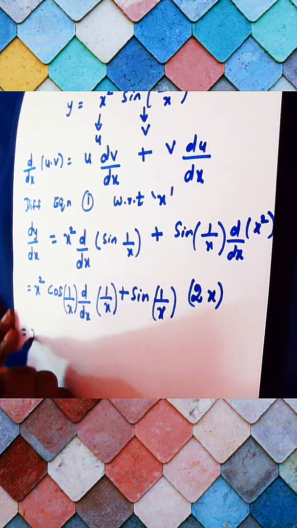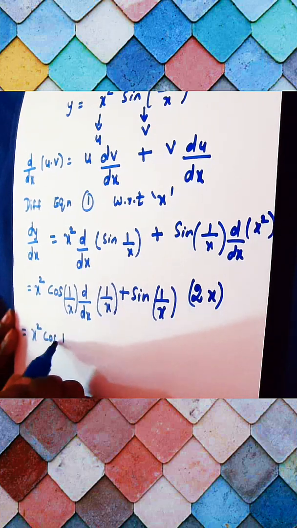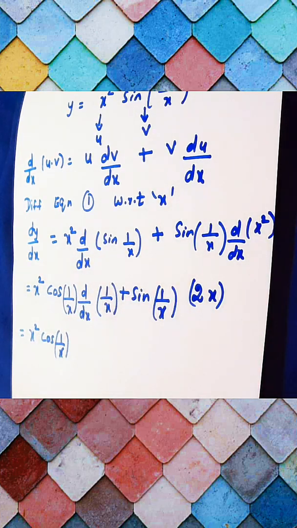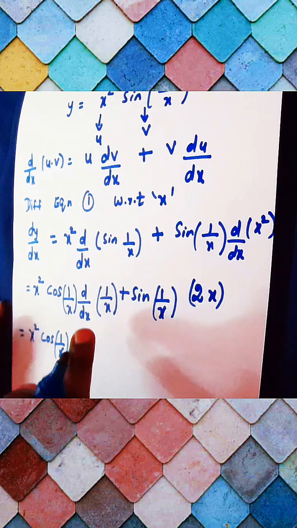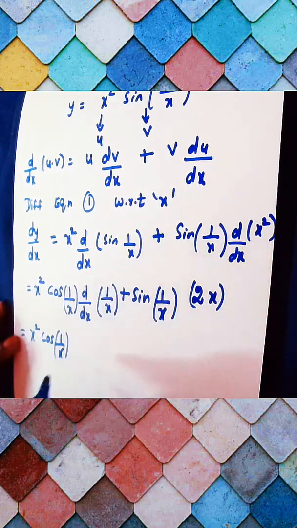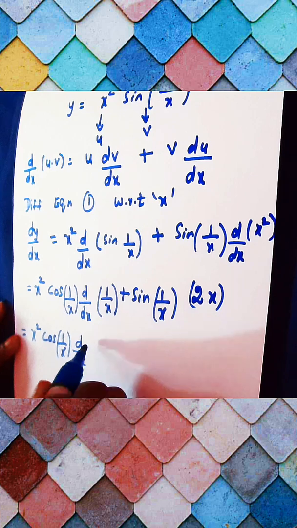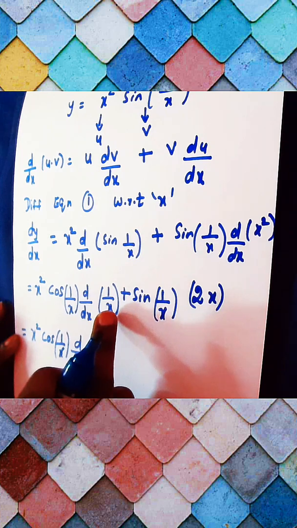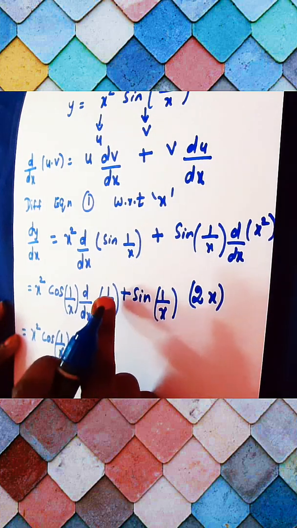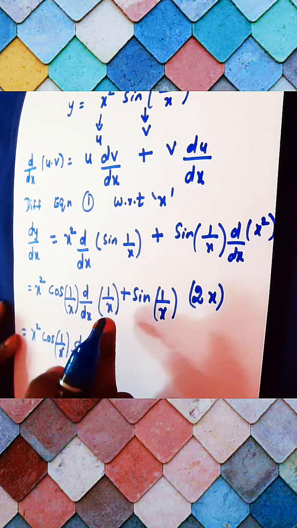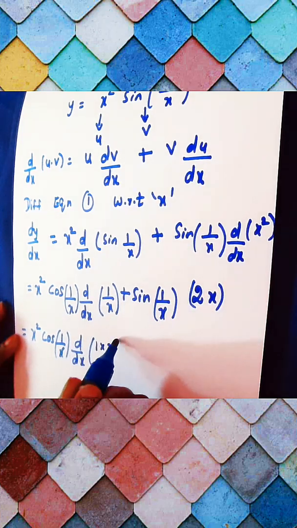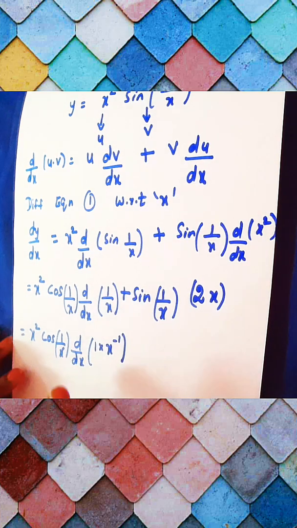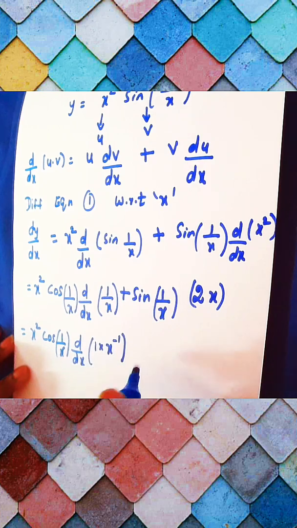Next step, you will keep x square as it is, and cos 1 by x also as it is. You have to differentiate 1 by x. For that, we will bring x to the numerator and do some simplification. If x comes to the numerator, the power of x will become x to the power minus 1. Already you have 1, so I'll write 1 multiplied by x to the power minus 1. Can I write like this? Yes. We have not differentiated this one. Next step, we will differentiate.